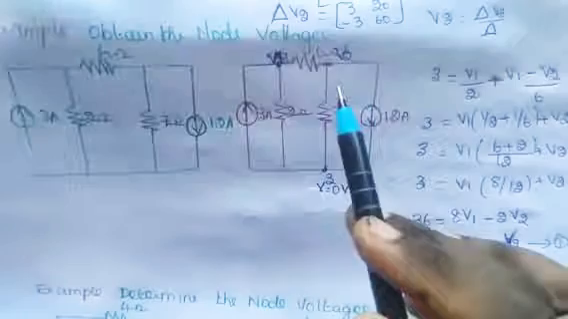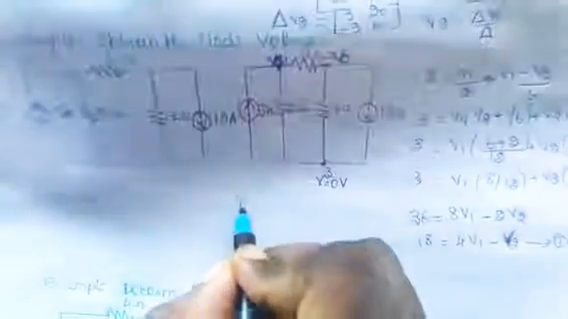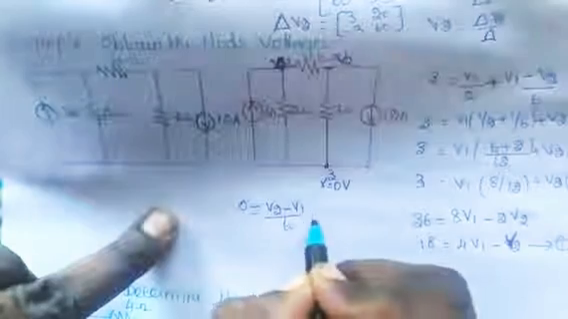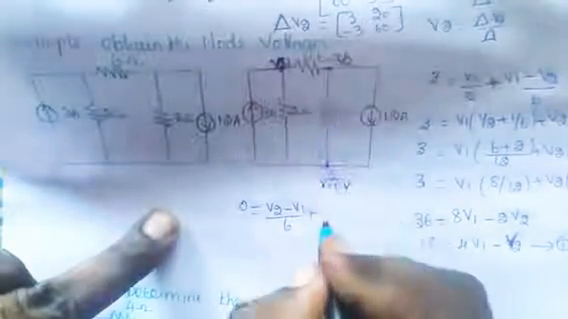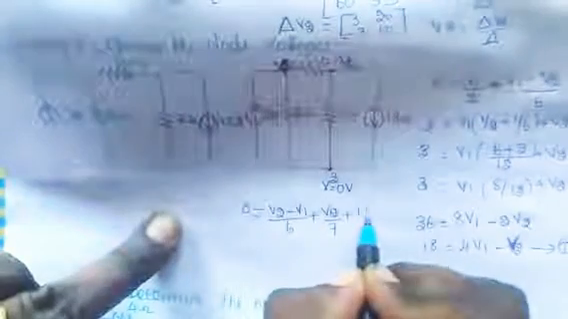So all the 3 currents are leaving the node. There is no current entering the node. So 0 is equal to (V2 minus V1)/6 plus (V2 minus 0)/7, so V2/7, and also 12.